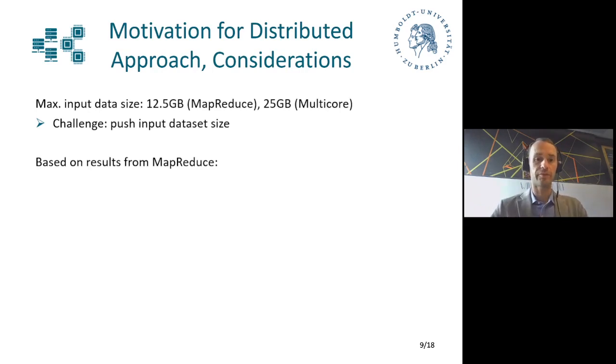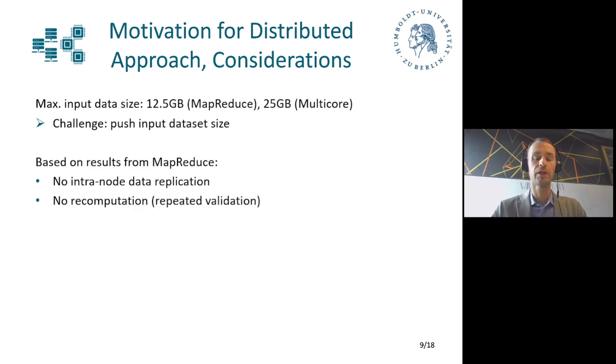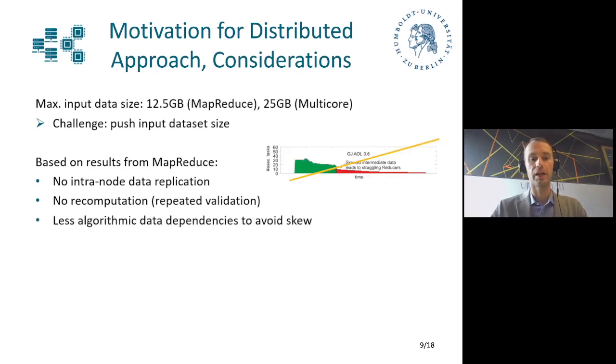Based on the results from the MapReduce algorithms, intranode data replication is inefficient. MapReduce algorithms often do it, or maybe have to do it because of the programming paradigm, and we avoid this here. Recomputation is also inefficient. By recomputation, I mean repeated validation, for example, of a candidate pair, and also algorithmic data dependencies can be dangerous. So, for example, in the MapReduce case, we see this utilization graph here.